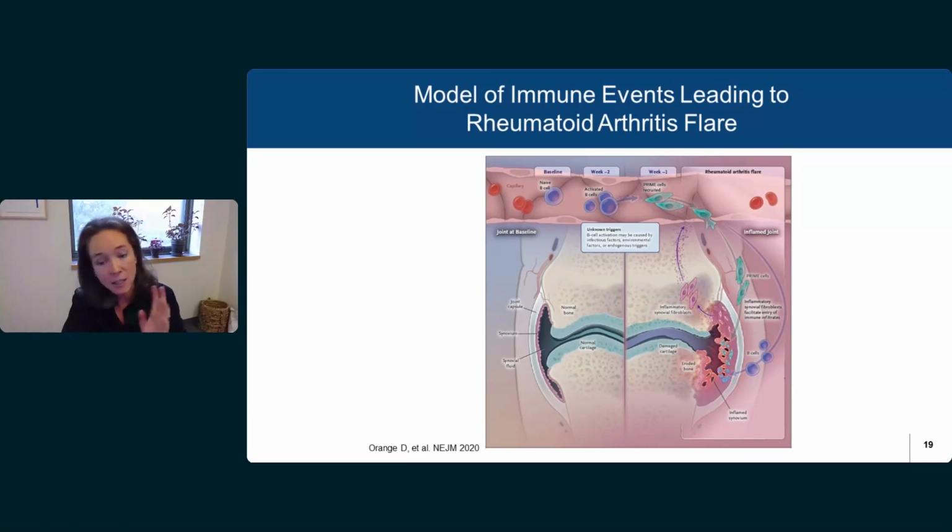And then during flare, the gene expression signature really goes away. And so we hypothesize, we don't know, that it could traffic to the joint and potentially differentiate further and play a role in inflammation. Though, of course, there are other possibilities. It could be dying or they could be going somewhere else. Those are things that still need to be figured out.